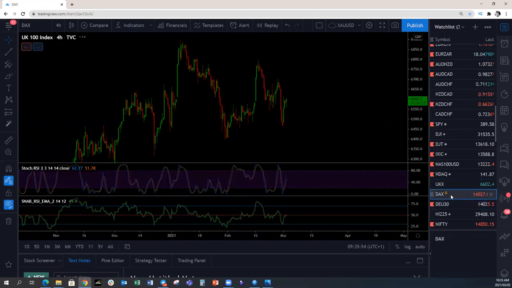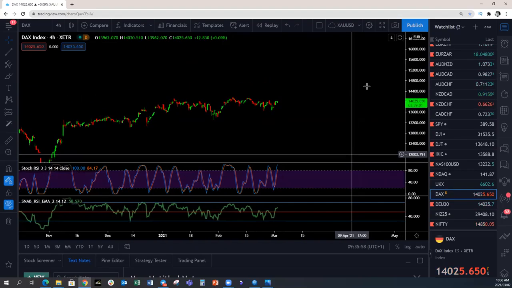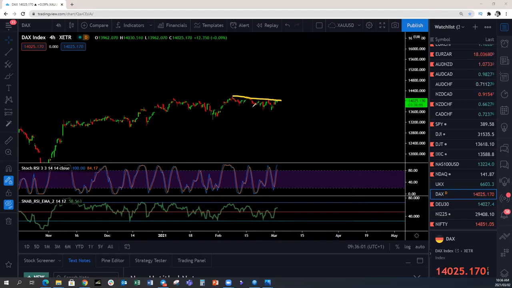DAX looking good to break above this structure. We need to see this break above this. Very likely that that's going to happen now.